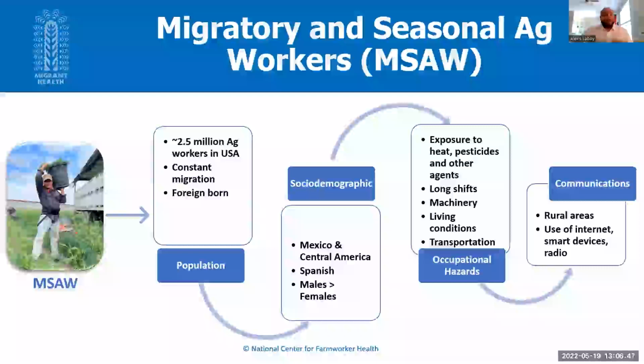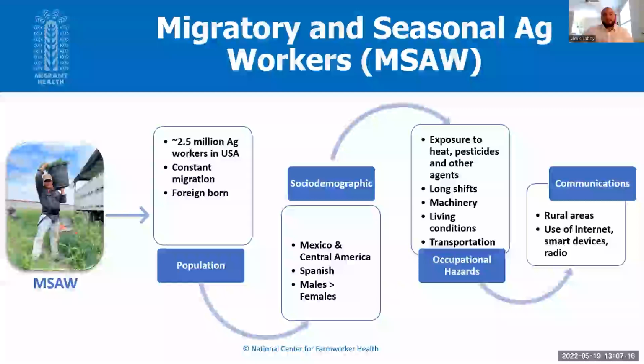Some of them migrate within states following different crops and opportunities, and some of them migrate between their countries of origin and the United States following harvest seasons. So in terms of some sociodemographic characteristics, the majority of the population are foreign born. They come from Mexico, Central America, the Caribbean, South Africa, among others.